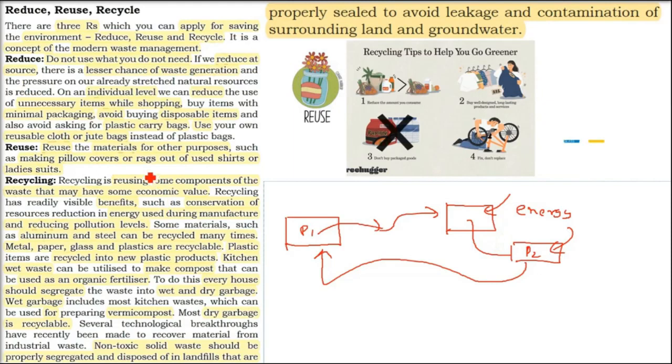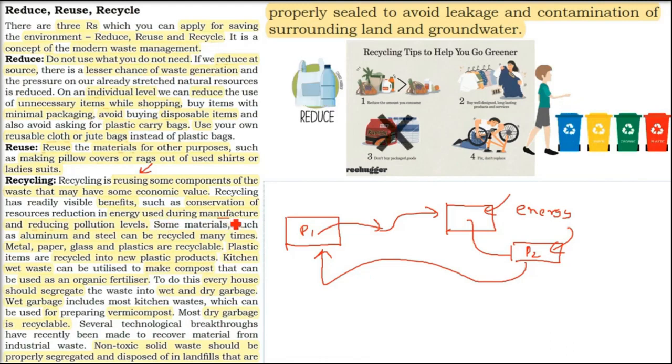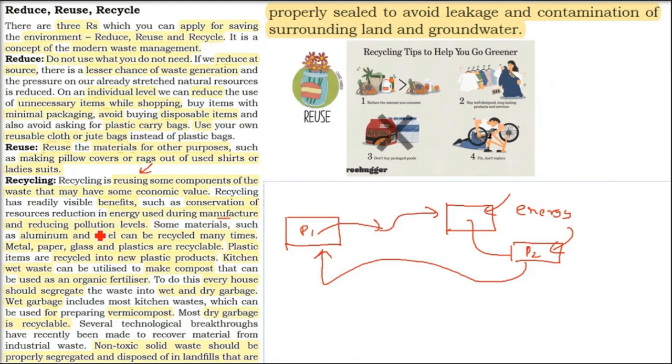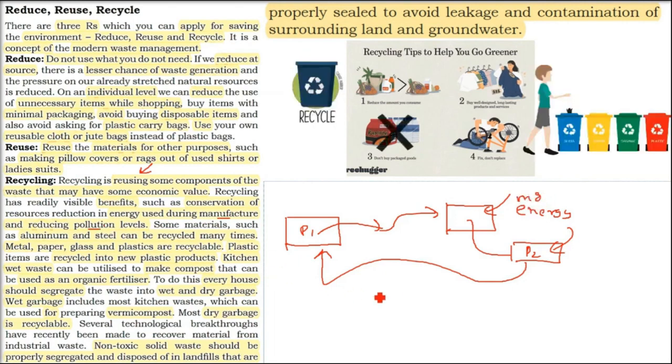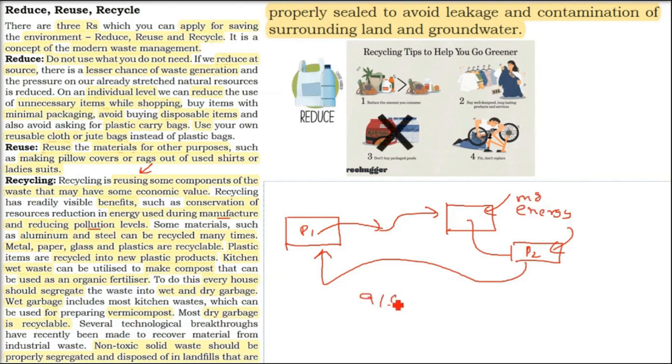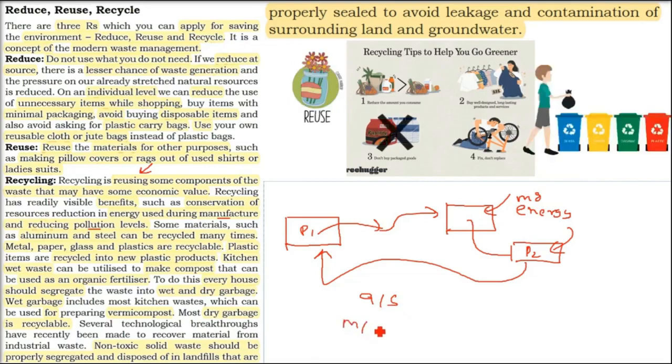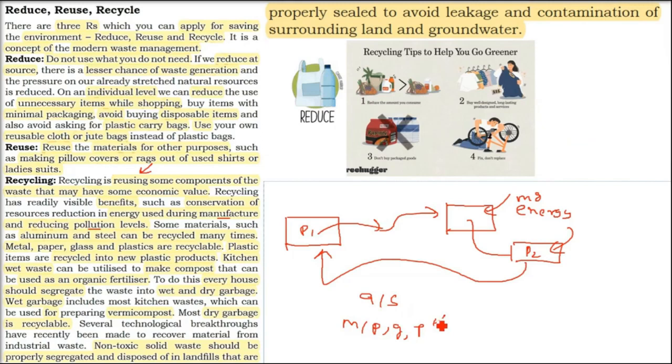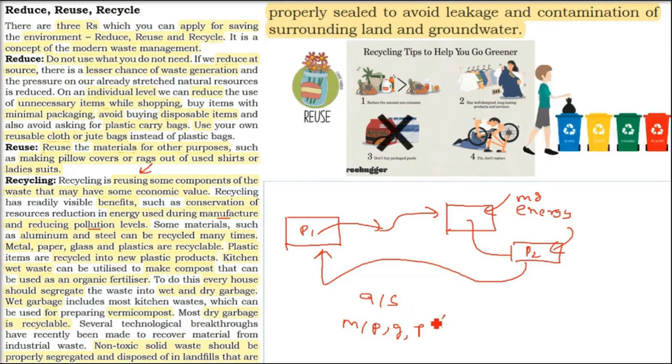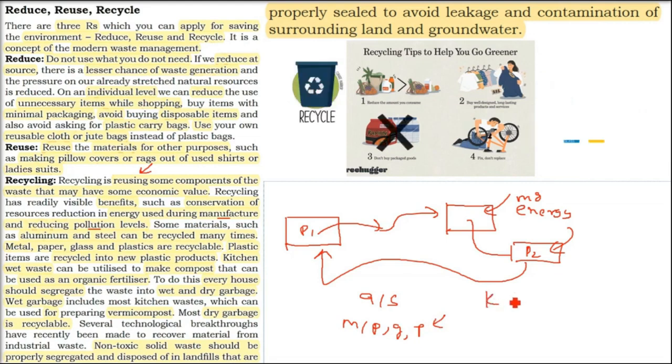But when it can be recycled, what can you do? Reuse the components, or some components which are possible, that have economic value. The benefit is the conservation of resources. Less energy will be used in manufacturing, and manufacturing will produce pollution levels. All these aluminum, steel, they can be recycled many times. Metal, paper, glass, plastics, they are recyclable.